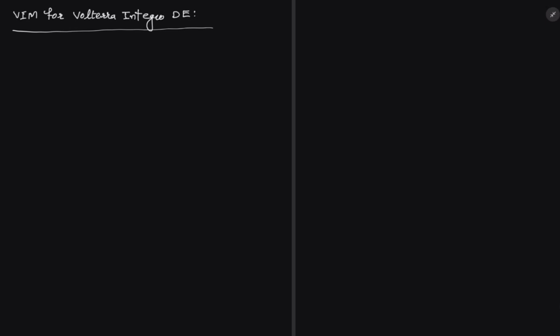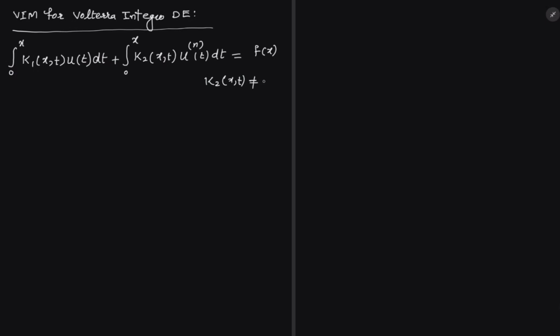So the standard form of Volterra Integro-Differential Equation is the integral from 0 to x of k1(x,t) u(t) dt, plus the integral from 0 to x of k2(x,t) u nth derivative dt, is equal to f(x), where k2(x,t) is not equal to 0. So this is the Volterra Integro-Differential Equation.